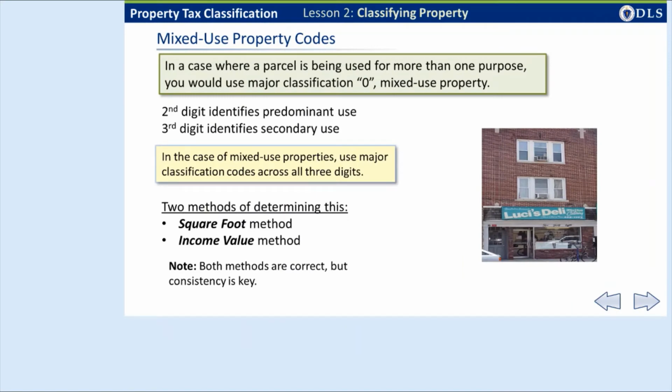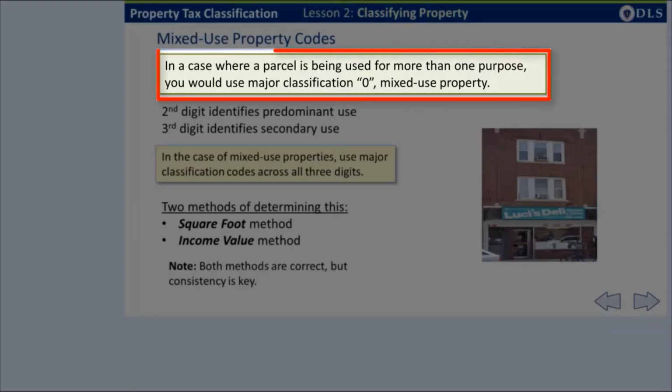What happens if the parcel you are assessing is being used for more than one purpose, such as a store, typically major classification 3 for commercial, with apartments above, typically major classification 1 for residential? Which major classification should be used? In a case where a parcel is being used for more than one purpose, you would use major classification 0, mixed-use property.